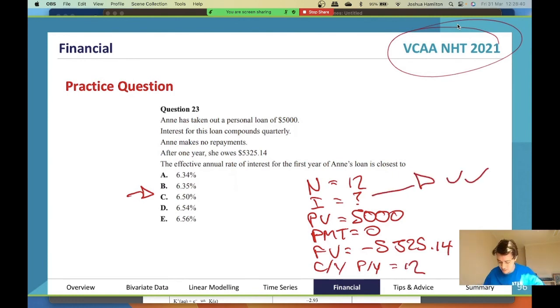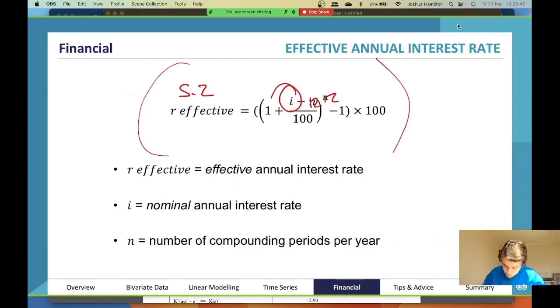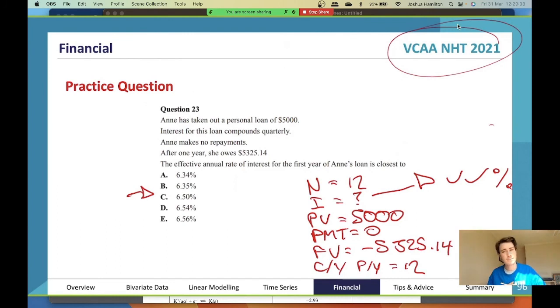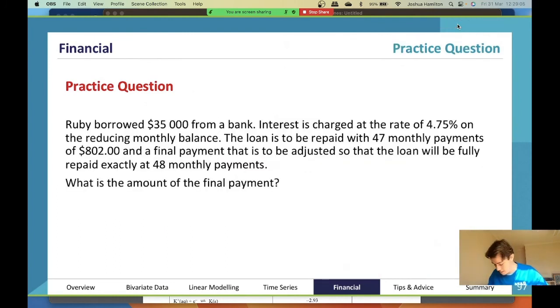Once I find this percentage, whatever it is, I then go and put this in my effective interest rate formula here. So I put that as I. So I would put whatever that was there as I. So put that in here. And I put this as 12, this is 12, and I get my effective interest rate. And what you'll find, this is a two-step question, and you find that your answer there is C. Now, just because we're pushed for time, pushing on.